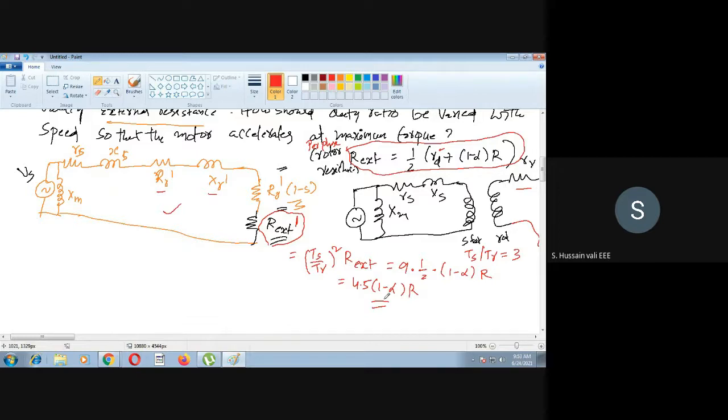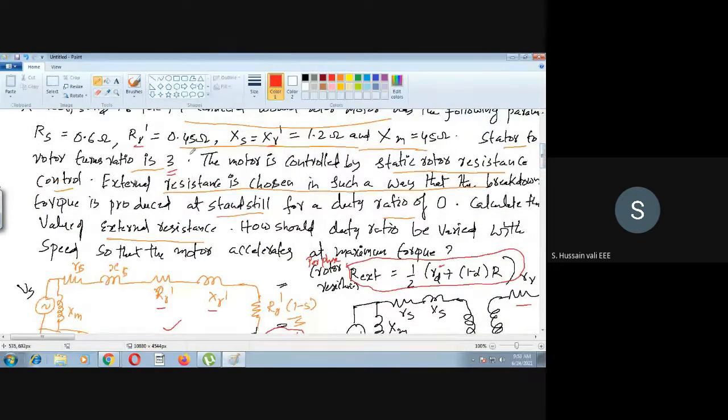What's next is: what is the other data he has given in the problem? We'll see now how we can get this data. See here, one important data he has given in the problem.